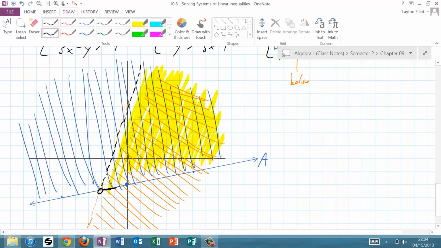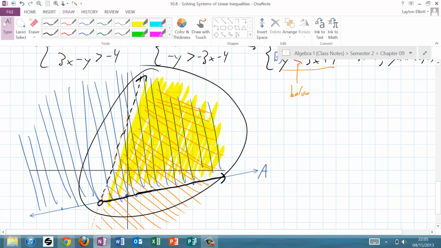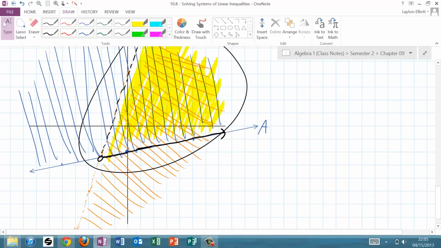But I do want to include these here. I'm going to trace this over with a darkened line. Then finally, to be absolutely clear that this is what I'm talking about, I'm going to circle this and say, this is where I want you looking. So that's the solution. Any point in that region solves both inequalities. Notice how I didn't test a point. You could. You just have to test them individually.